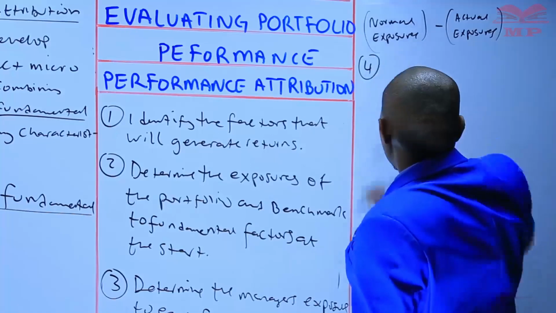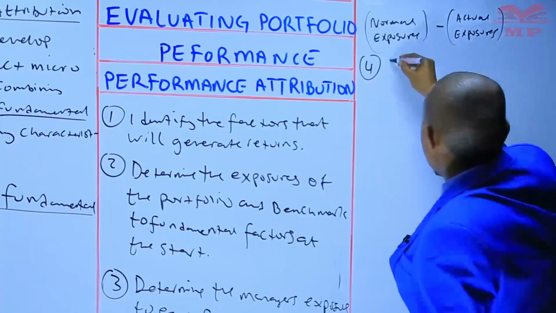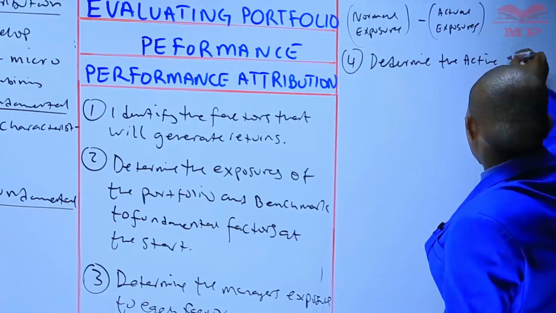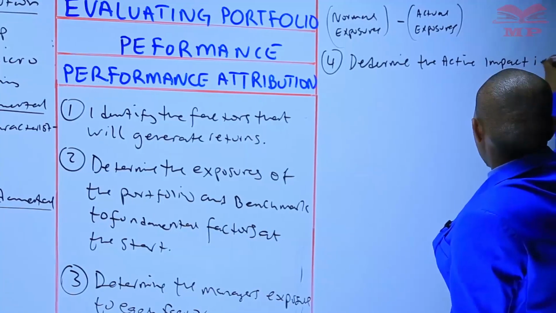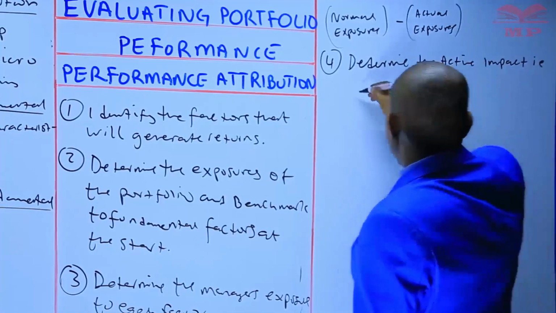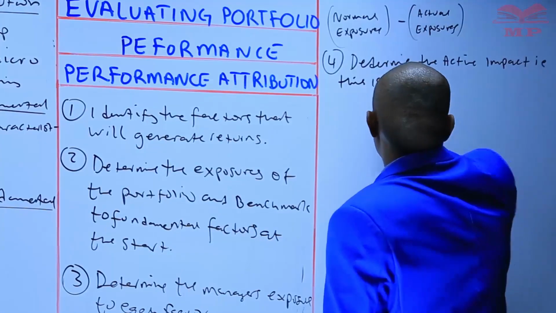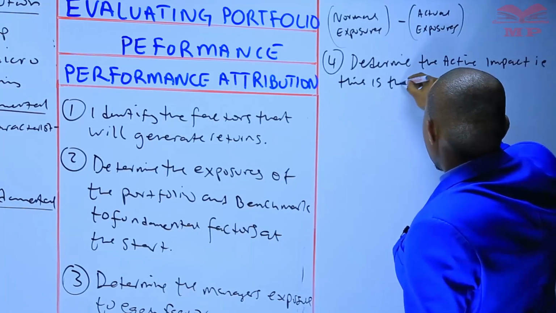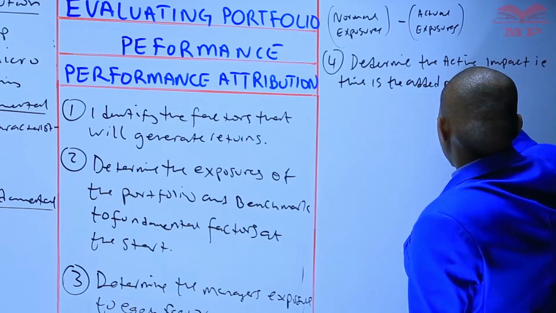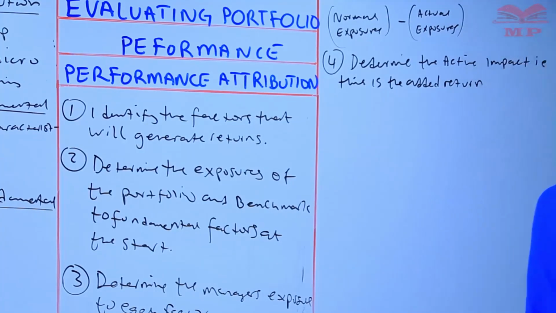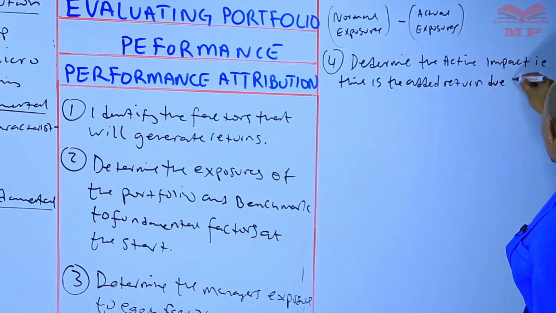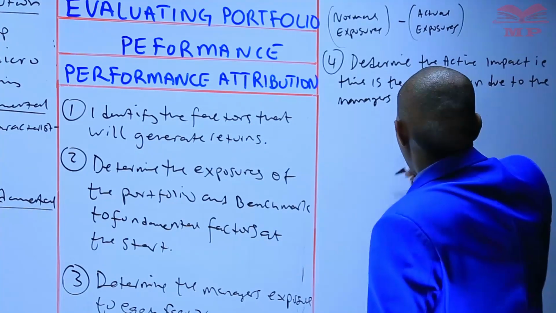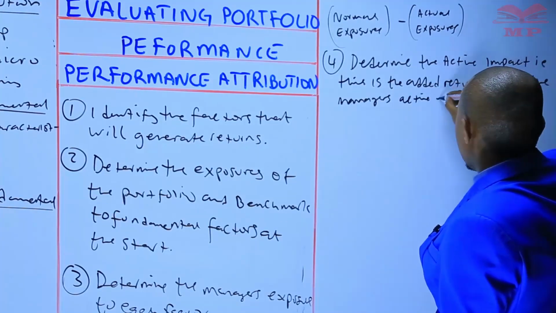Finally, number 4, determine the active impact, i.e., this is the added return due to the manager's active exposures.